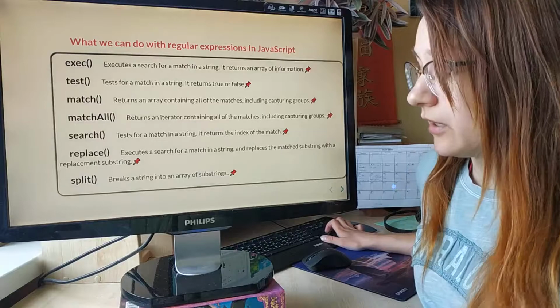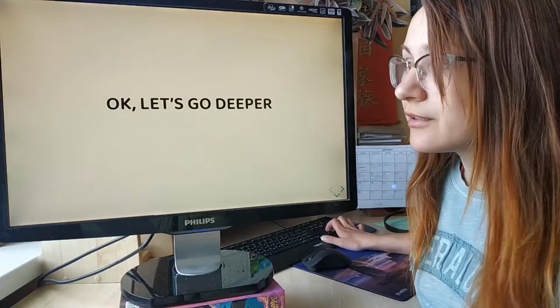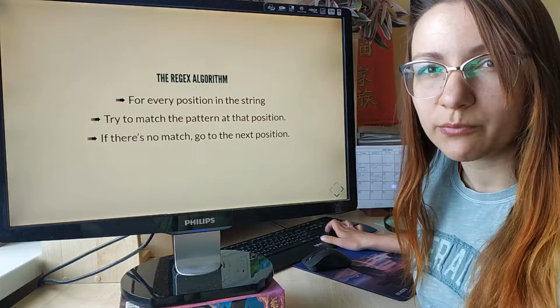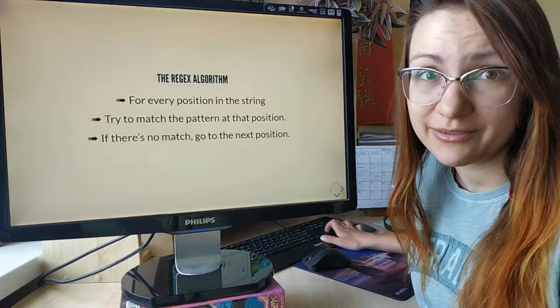Well, how exactly does a regular expression work? Each engine uses the following algorithm. For every position in a string, it tries to match the pattern at that position, and if there is no match, it goes to the next position. Just a simple algorithm, isn't it?